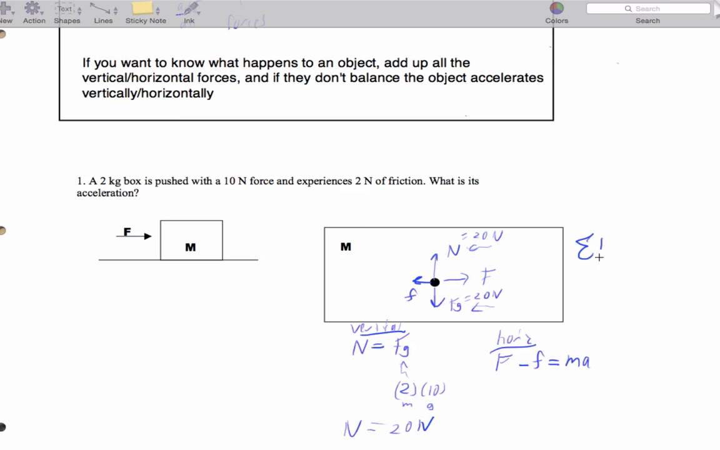So when I write sigma F, this is a shorthand for summing the forces, just as I've done here. So I have a 10 Newton force opposed by a 2 Newton friction force, and I have a 2 kilogram box that accelerates. So when I solve for that acceleration, the acceleration ends up being 4 meters per second squared.